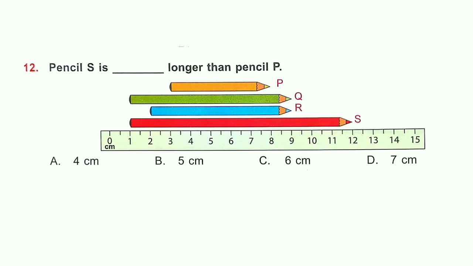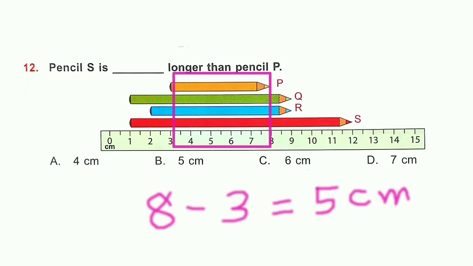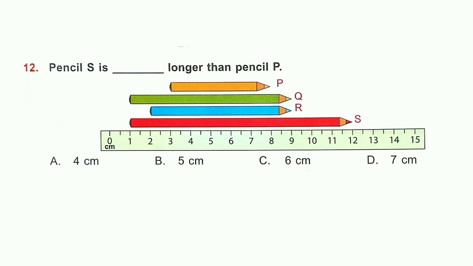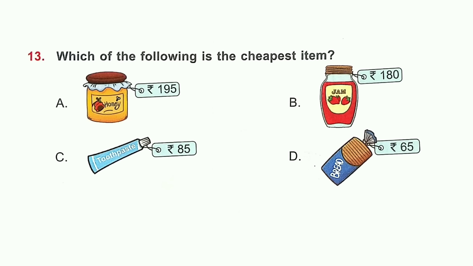Question number 12. Pencil S is dash longer than pencil P. This is the measurement scale whose length is 15 cm. Length of pencil S is 12 minus 1 equal to 11 cm. Similarly, length of pencil P is 8 minus 3 equal to 5 cm. So difference of length between pencil S and pencil P is 11 minus 5 equal to 6 cm. Option C is correct.